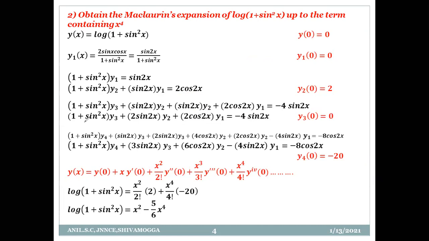Now put x equal to 0. When x is equal to 0, this will be sin²0. sin²0 is 0. 0 plus 1 is 1. 1 into y3 is y3, where y3 means y3 of 0. This will be sin 0, and sin 0 is 0. 0 into anything is 0. Plus 2 cos 2x into y1. Here y1 is 0. 0 into anything is 0. This is equal to sin 0, and sin 0 is 0. Therefore, y3 of 0 is equal to 0.